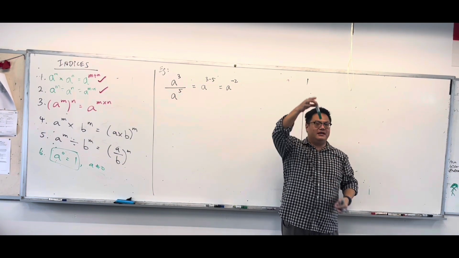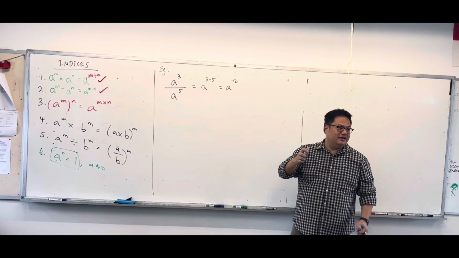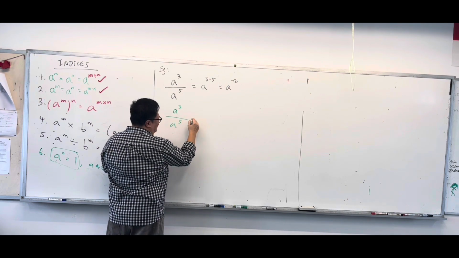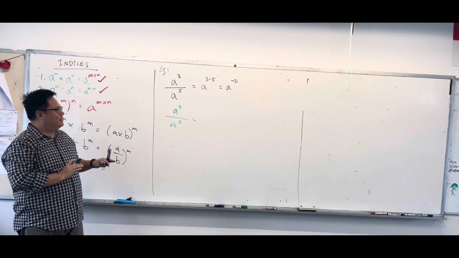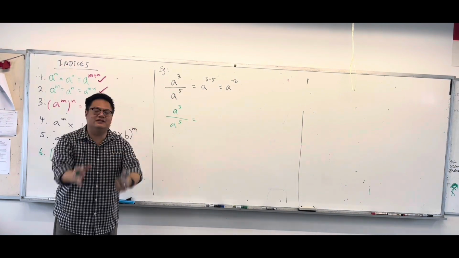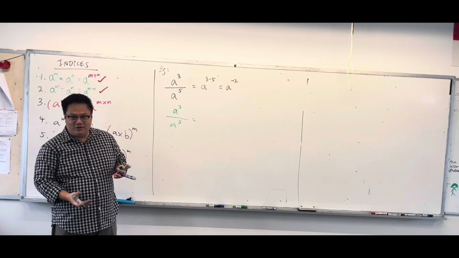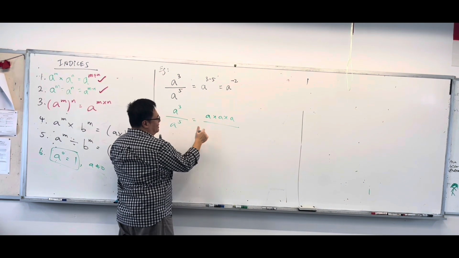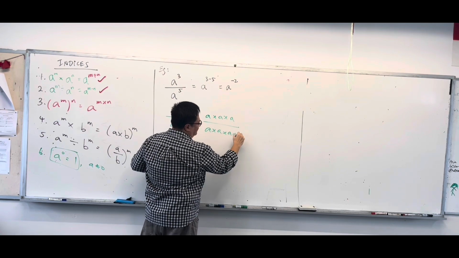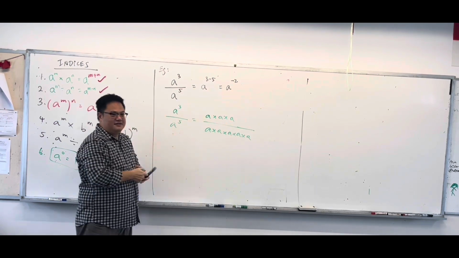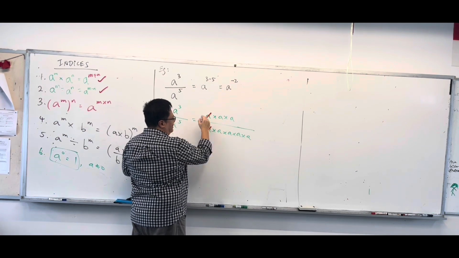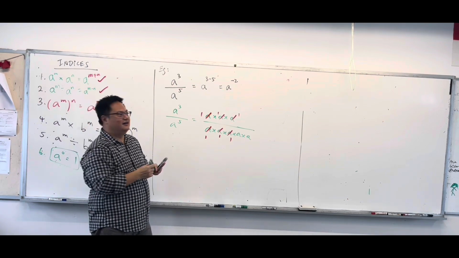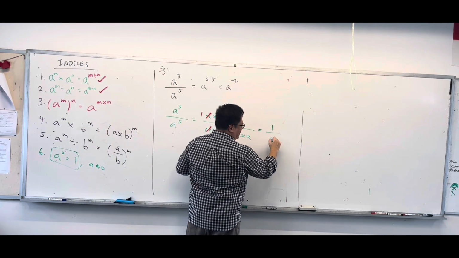I'm going to write in green the same question now. A cubed over a to the power 5. If I never taught you laws of indices, in primary school you would do this. A cubed means A times A times A. A to the power 5 is A times A times A times A times A. So I can happily cancel, cancel, cancel. What am I left with? 1 over A squared.